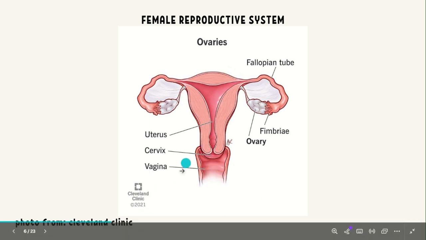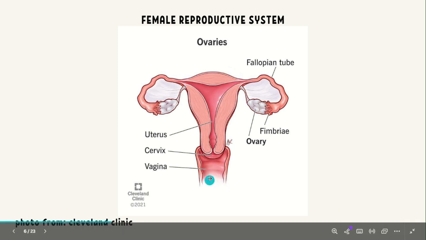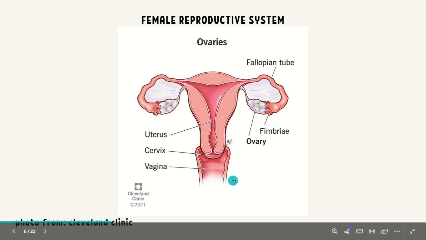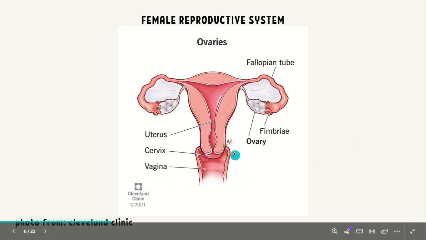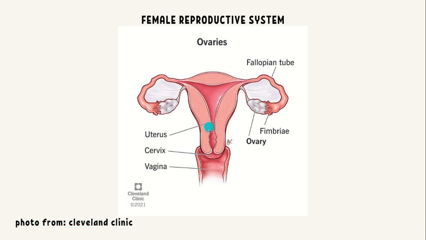This is where the vagina is, down here. This is the vaginal opening down here, and then you have the cervix to the back. If, for example, you go to the gynecologist, this area is basically what they would be able to see, from the opening back to the cervix. That's all they can see. And then up more is the uterus.